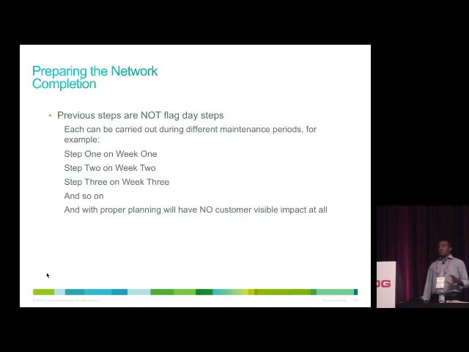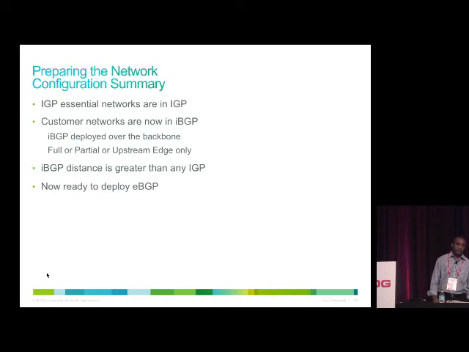So the key here is the steps shown are not a flag day. You can do them one by one, step by step, one week, another week during maintenance windows, and so on. So the configuration summary: you have to pick your IGP and implement IGP. Customer prefixes should go into iBGP, not into IGP. And then for your edge devices, like your distribution routers or aggregation routers, you can decide whether to send the full routing table or a partial table as well.